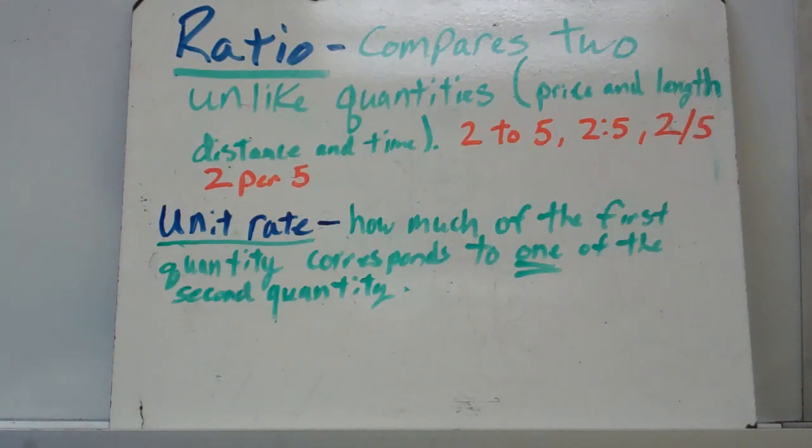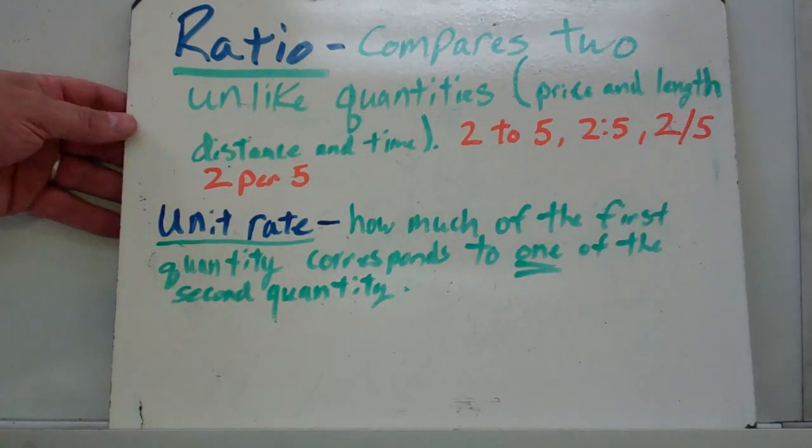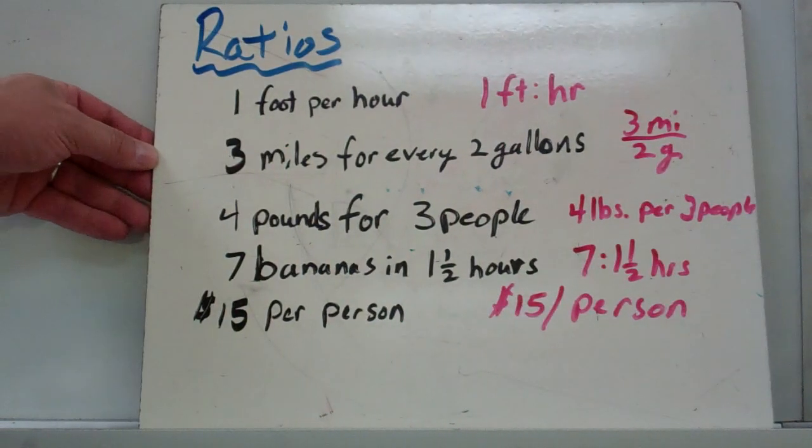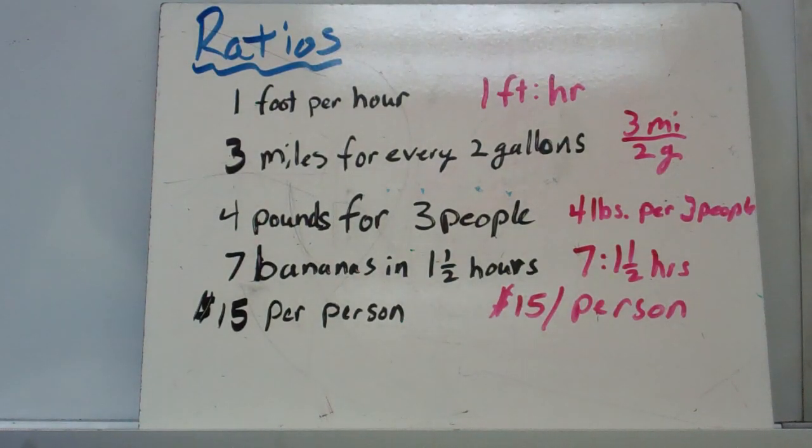And then finally, a unit rate, which is how much of the first quantity corresponds to only one of the second quantity. So we'll sort those out in just a minute. Let's look at some ratios. Okay, and this is just basic ratio writing, taking what is written there and making a ratio out of it.